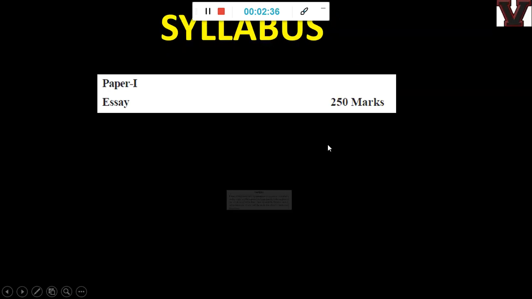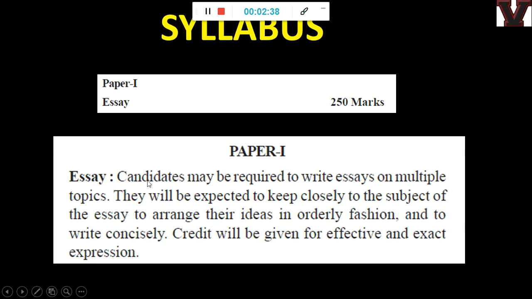So essay, as I told, paper 1, 250 marks. Candidates may be required to write essays on multiple topics. They will be expected to keep closely to the subject of the essay, to arrange their ideas in orderly fashion, and to write concisely. So they are mentioning everything. You have to stick to the topic. It has to be in an orderly fashion. It has to be concise or precise, and credit will be given for effective and exact expression. Meaning the more you stick to these things, the more marks you will get. It's not about how much knowledge you have or how much technical background you have on that subject. It's about how you present that answer.